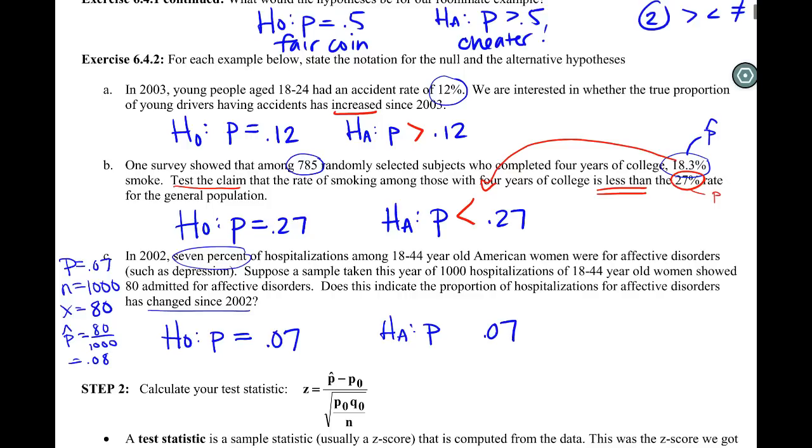And then we're looking at an alternative of not equal to, because our keyword here is just changed, which means I don't care if it's more, I don't care if it's less, I just want to show it's different than it was back in 2002. All right, so that's step 1. Can you set up these hypotheses?